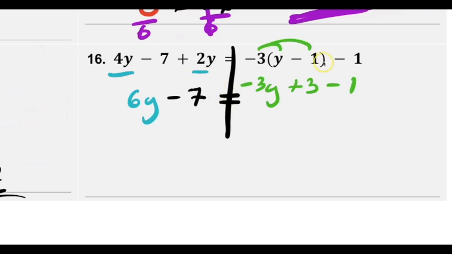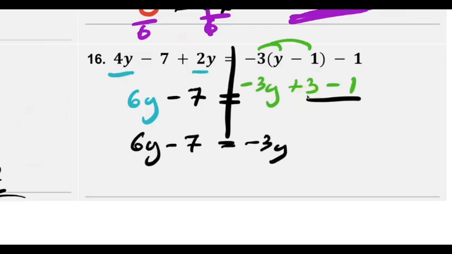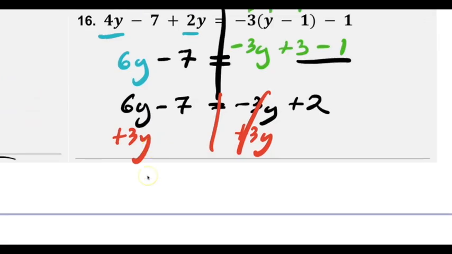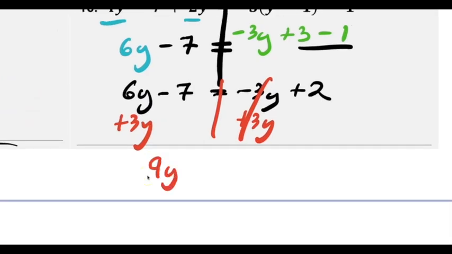Now before I do anything else, let me add these two up also. So I'm going to get 6y minus 7 equals negative 3y plus 2. Okay, next, let's get rid of one of the variables. I'm going to get rid of the smaller one. It's negative here. So I'm going to add that to both sides. Whatever I do one side, I got to do the other side. These cancel. 6y plus 3y is 9y. So I get 9y minus 7 equals 2.